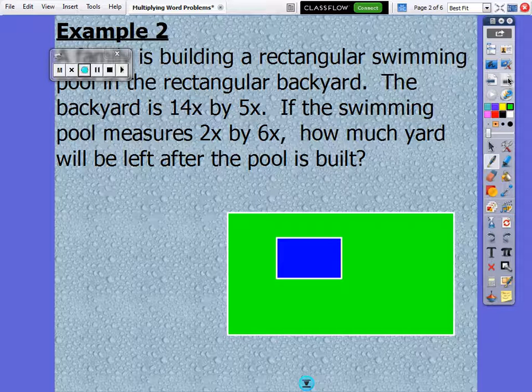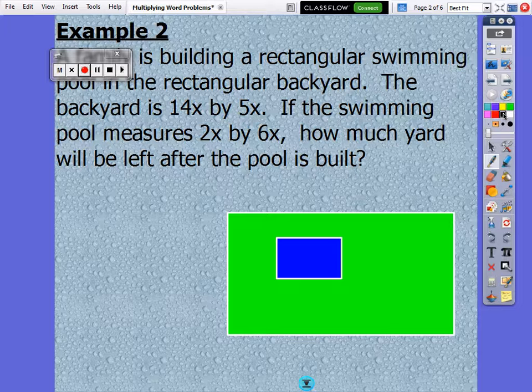The next problem says we are building a rectangular swimming pool in the rectangular backyard. The backyard is 14x by 5x. If the swimming pool measures 2x by 6x, how much yard will be left to build the pool in? As you can see, I've already drawn a picture of this situation. I have my backyard, and then I have my pool inside my backyard.